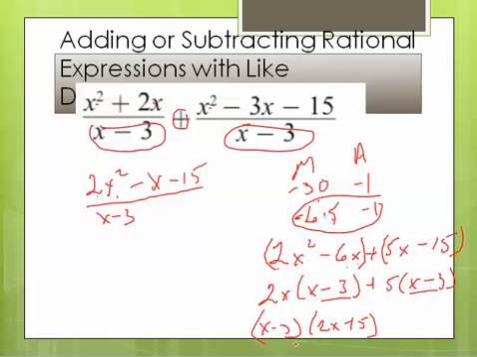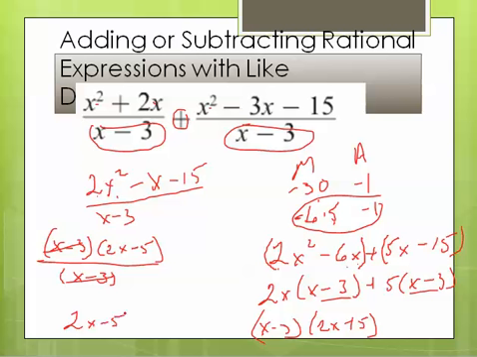I have my factors. So going back to over here where the equation was, I've got x minus 3 times 2x plus 5 divided by x minus 3. Well, guess what? The x minus 3 will cancel out in this situation, and my answer will be 2x plus 5. That will be the answer to this problem.